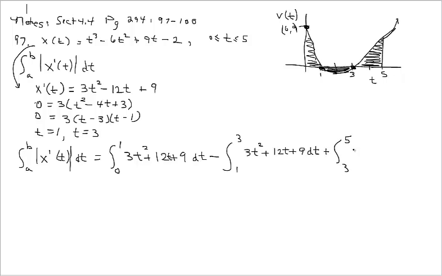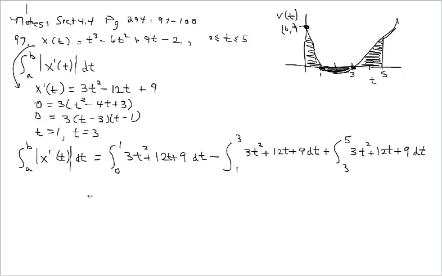Okay, the particle turns around and goes to the right, so that's going to require its own separate integral. We're going to add it because it's already going to be positive. Okay, so for us to find the total distance, that would require us evaluating all of these integrals.